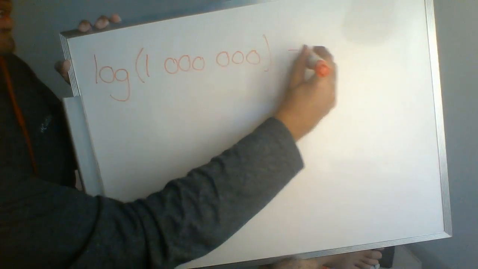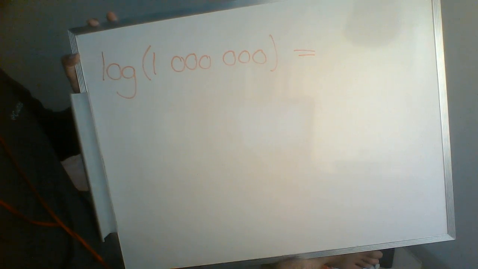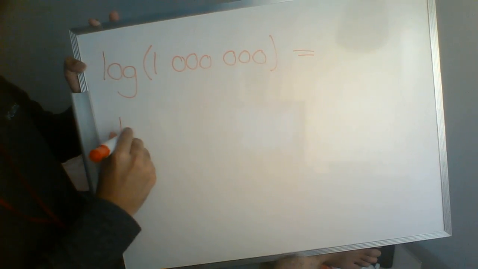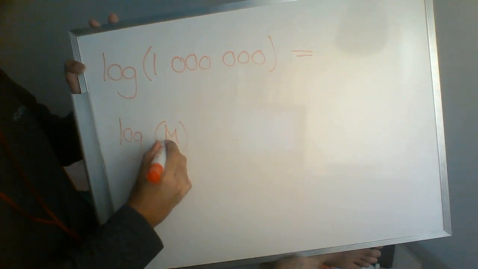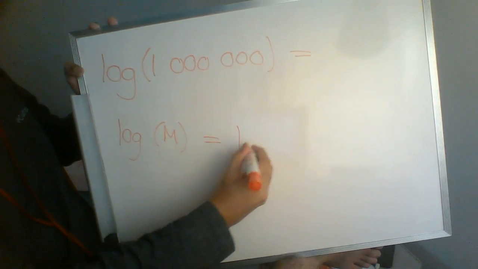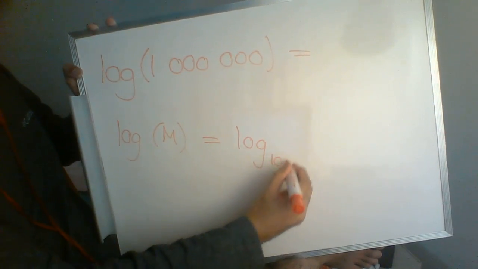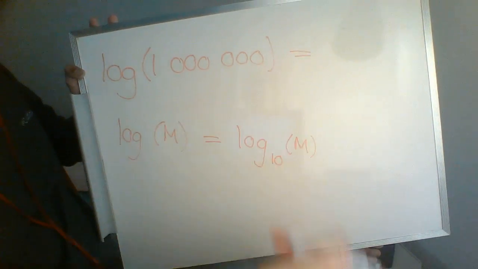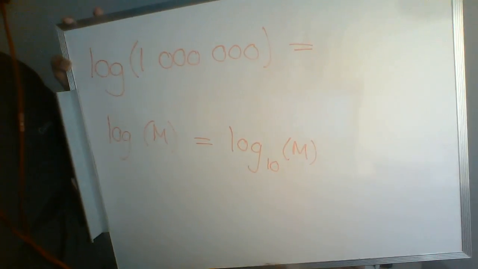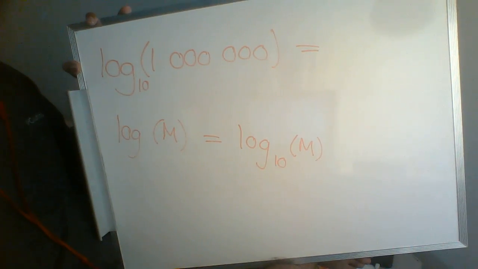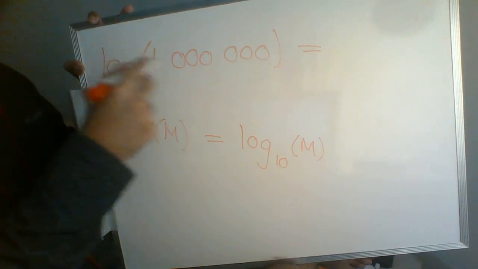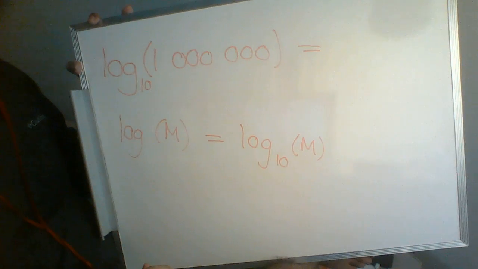So how do we solve this? Well, we know that if there's a logarithm of some argument, we'll call it m, that's the same thing as log base 10 of that argument m. So basically, if there's no number written in, we're assuming that there's a little invisible 10 sitting down there. Alright, so it's log base 10 of a million.